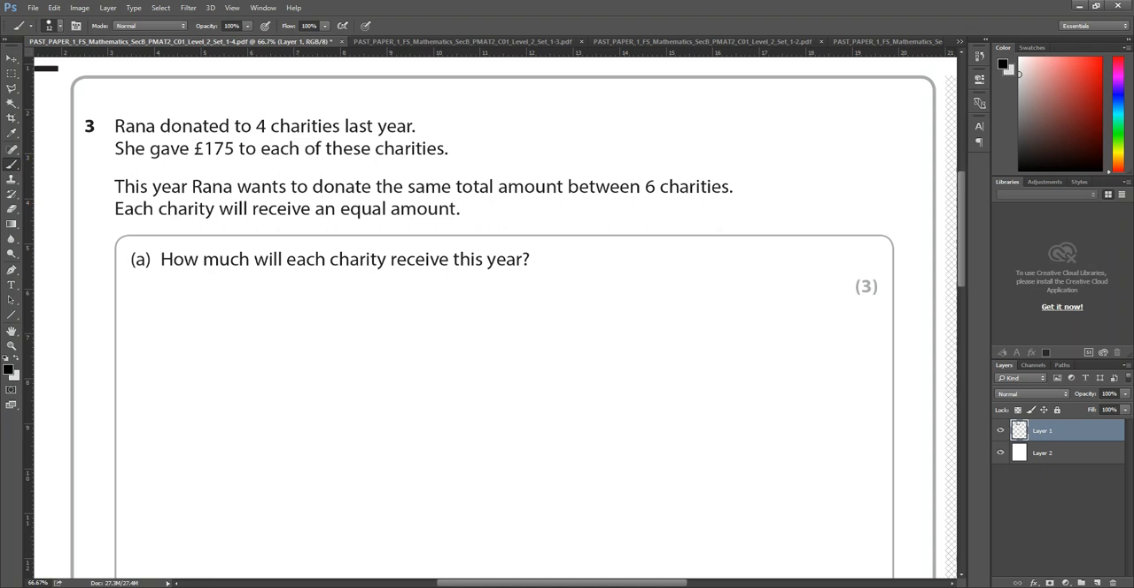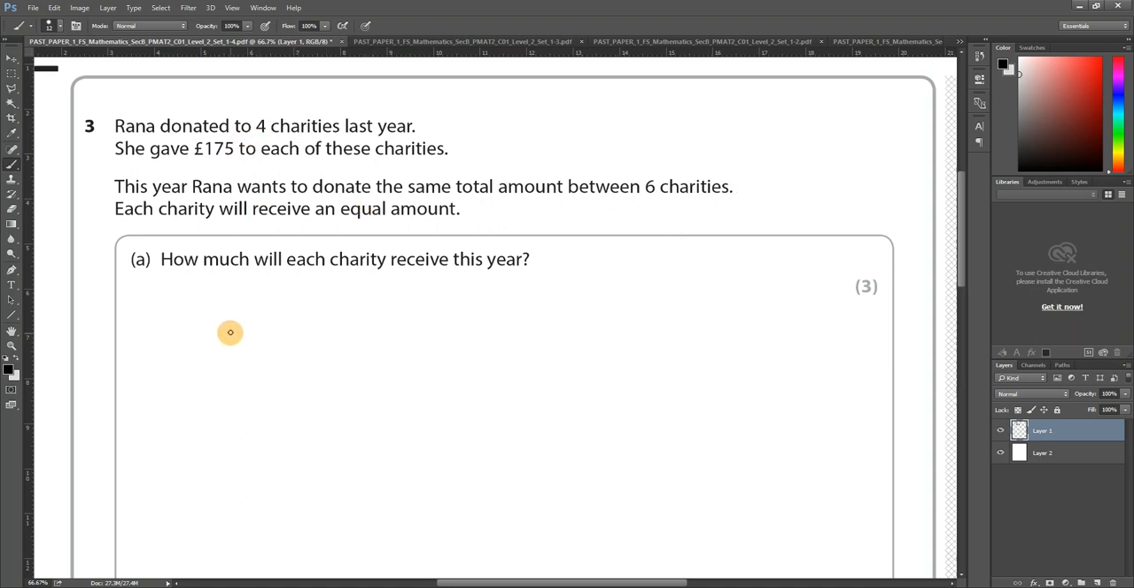She gave £175 to each of these charities. This year, Rana wants to donate the same total amount between 6 charities. Each charity will receive an equal amount. How much will each charity receive this year for 3 marks? So if it's the same total, what was the total before?